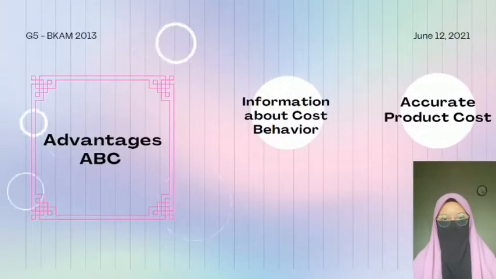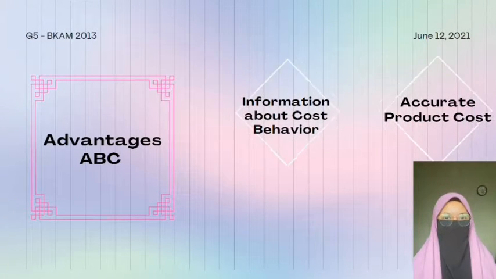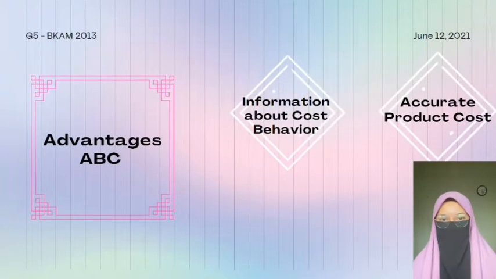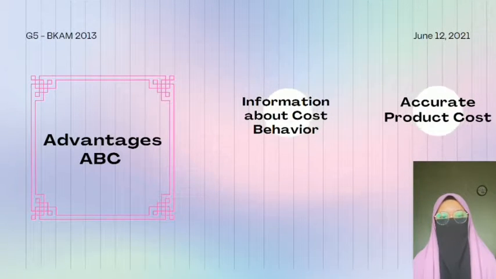Thank you. Assalamualaikum, my name is Sabrina binti Maisa. My matric number is 272360. I would like to explain the advantages of ABC and traditional costing.